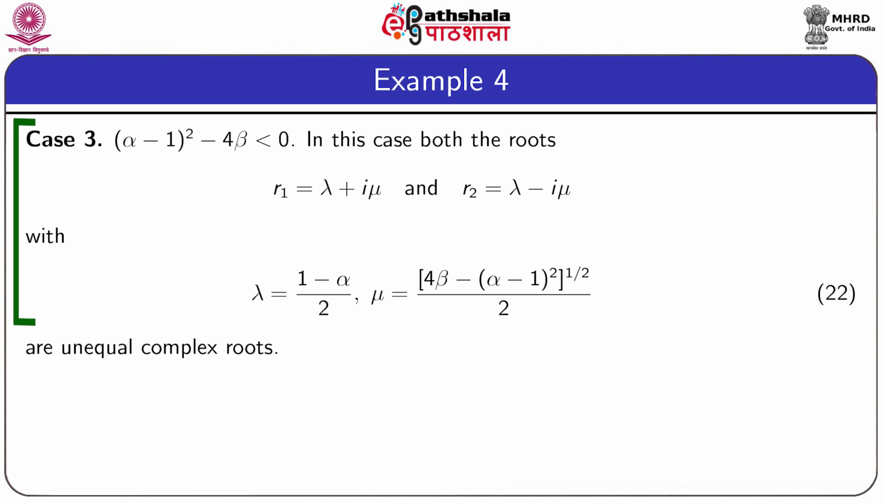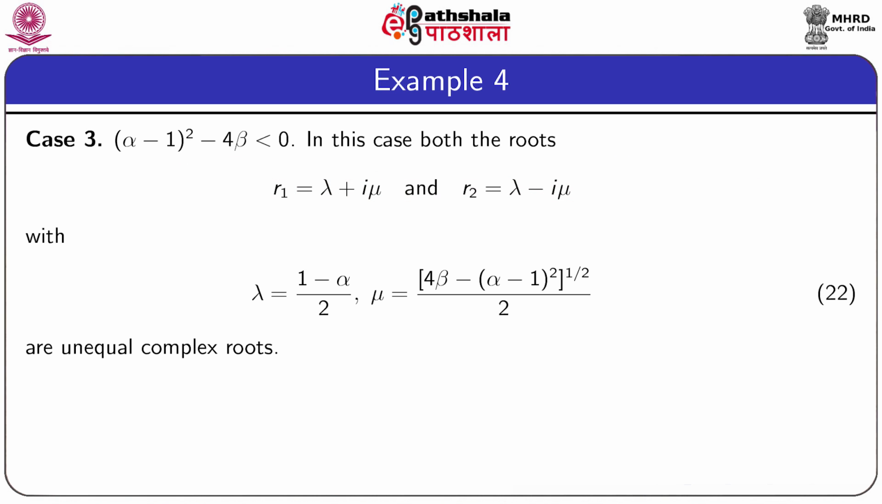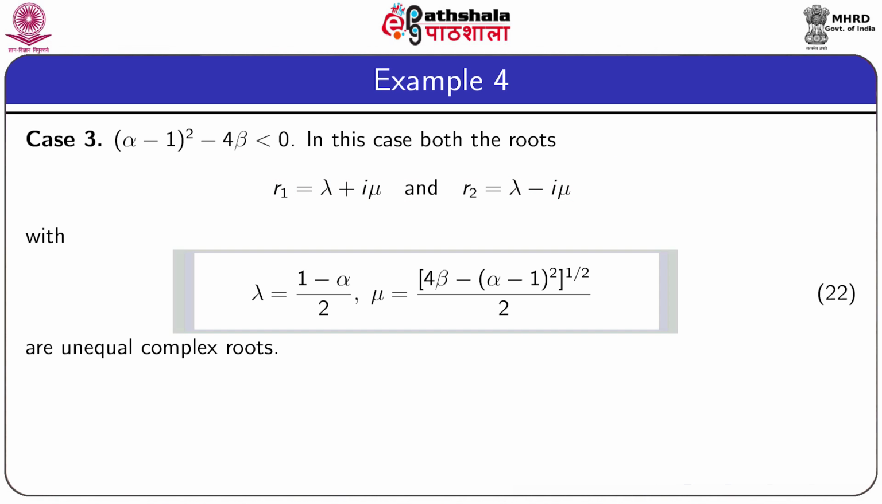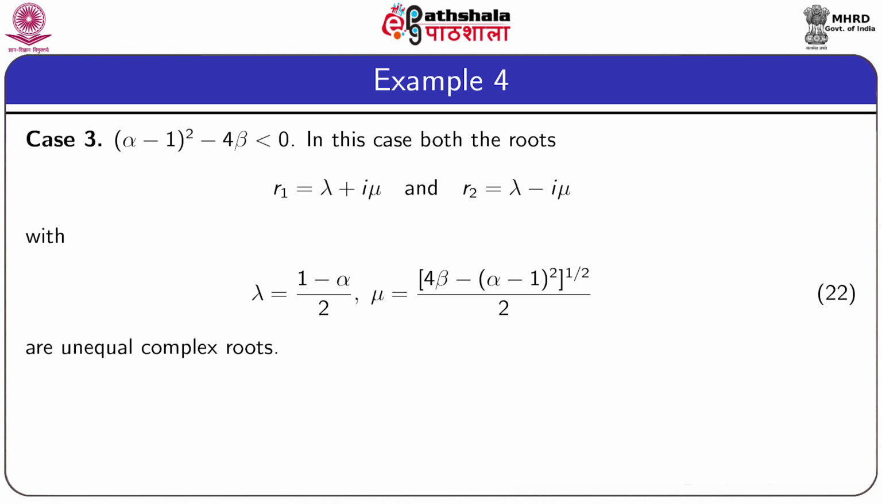In case 3, (alpha minus 1) whole square minus 4 beta is less than 0. In this case, both the roots are of the form r1 equal to lambda plus i mu and r2 equal to lambda minus i mu, with lambda equal to (1 minus alpha) by 2 and mu equal to square root of (4 beta minus (alpha minus 1) whole square) divided by 2, and both are unequal complex roots.